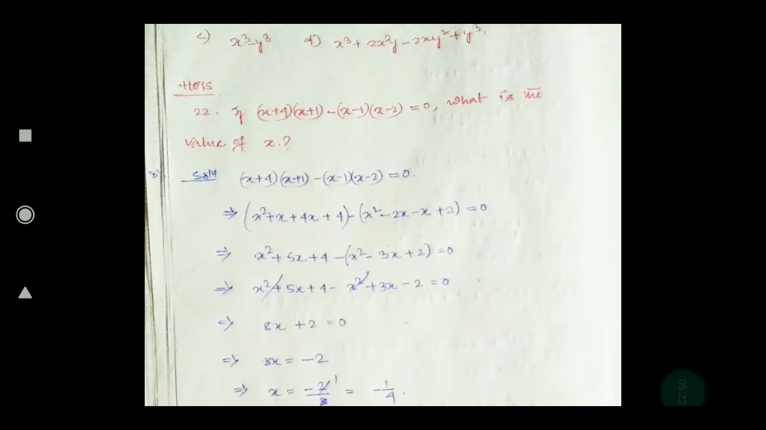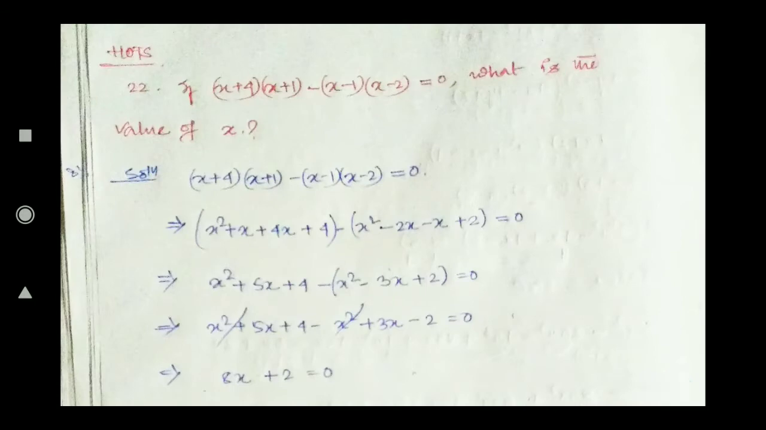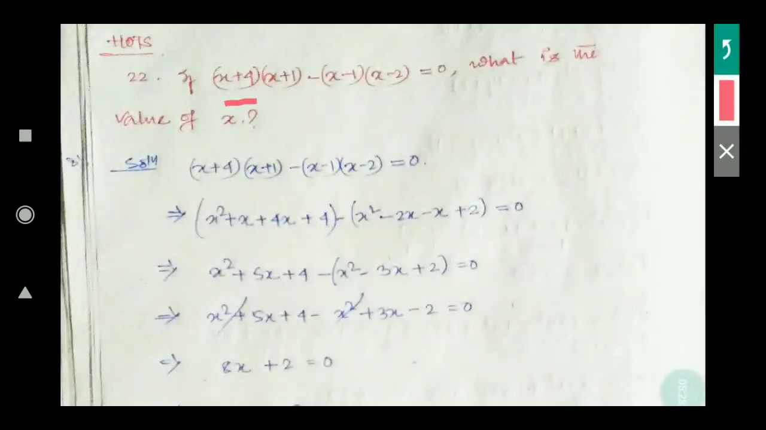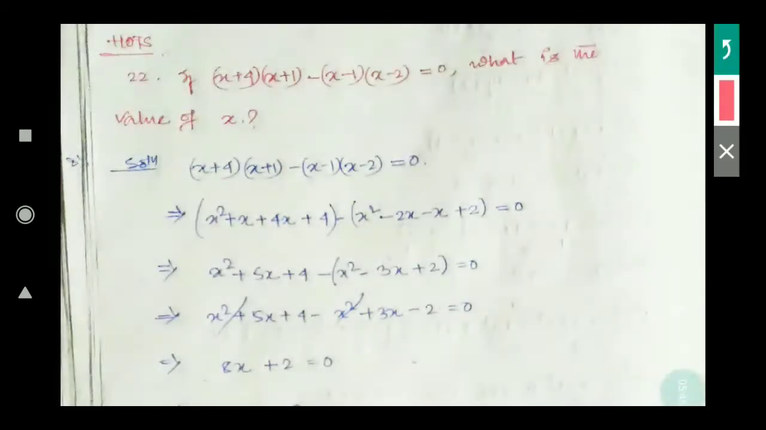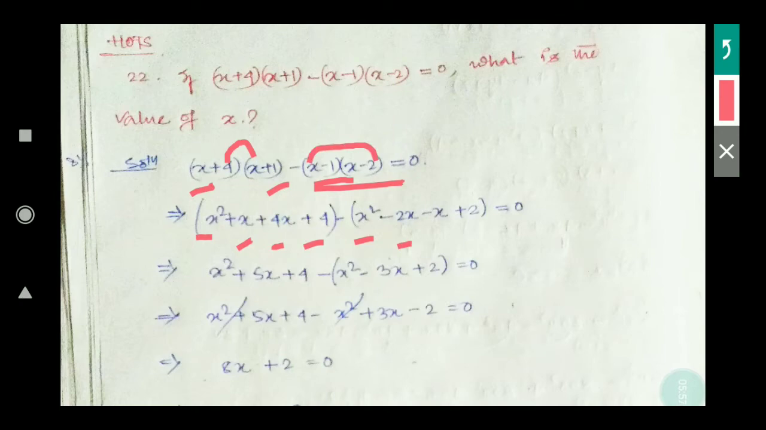22 number. See the question, this is a very important question. If x plus 4 into x plus 1 minus x minus 1 into x minus 2 equal to 0, what is the value of x? So first of all, write this expression. Equal to 0 is given, you write equal to 0. Do the multiplications. X plus 4 into x plus 1. So what will be the multiplication? If you do x into x, x square, x into 1, x, 4 into x, 4x, 4 into 1, 4. Now this one also, x into x, x square, x into minus 2, minus 2x, minus 1 into x, minus x, and minus 1 into minus 2, plus 2.